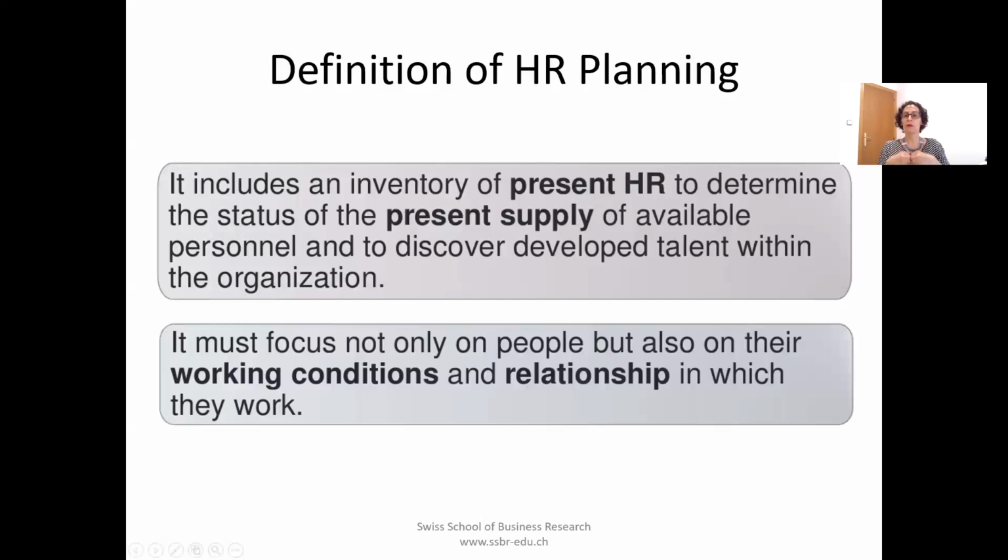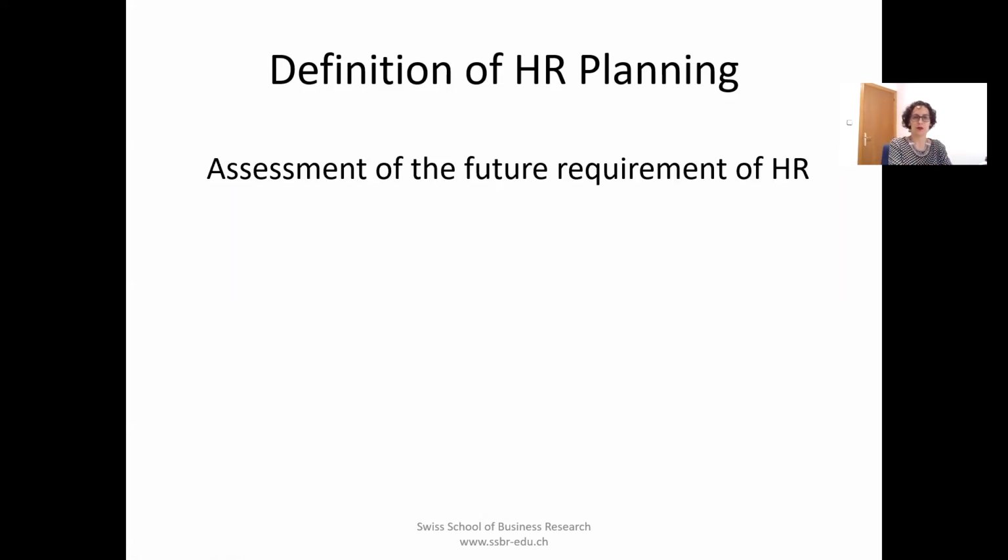So for example, there may be a person in your organization that is not in the right place, meaning their skill set and their full potential has not been used or maximized in that current job role. And so they would be better equipped to be in a different job role. And so HR planning does not only focus on people, but also on their working conditions and the relationships in which they work. So how can we assess future requirement of HR? And I'll actually talk about this in more detail later on today.